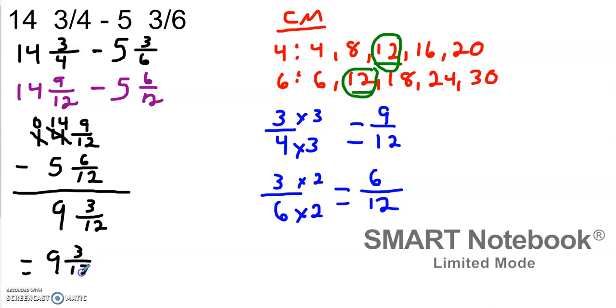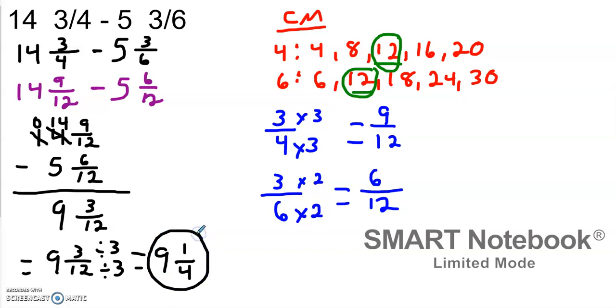And I notice that my numerator is less than my denominator, so I don't have to simplify in that way. But I realize that 12 can be divided by 3, and so can 3. So I'm going to divide both my numerator and my denominator by 3. Remember, what you do to one, you must do to the other. So 3, the whole number stays the same. 3 divided by 3 gives me 1. And 12 divided by 3 gives me 4. So in fact, I know that the answer to this is 9 and 1/4.